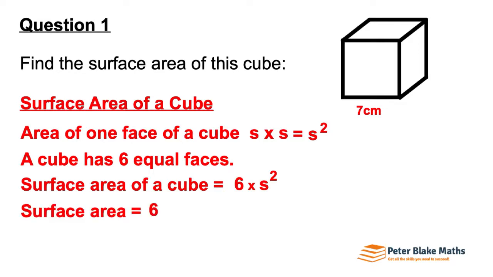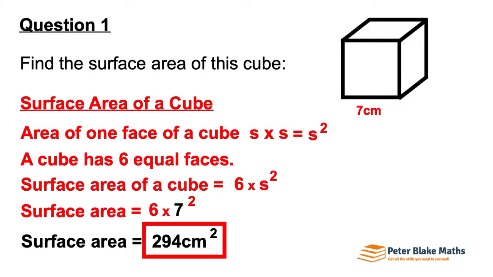In this case, we have a side length of 7, so we'll insert that underneath or below the s there in the formula, and we'll calculate our answer to be 297 centimeters squared. We started off with centimeters as the side length, but when we're working with area, we have to use square units, and in this case it's square centimeters. So final answer, 294 centimeters squared.